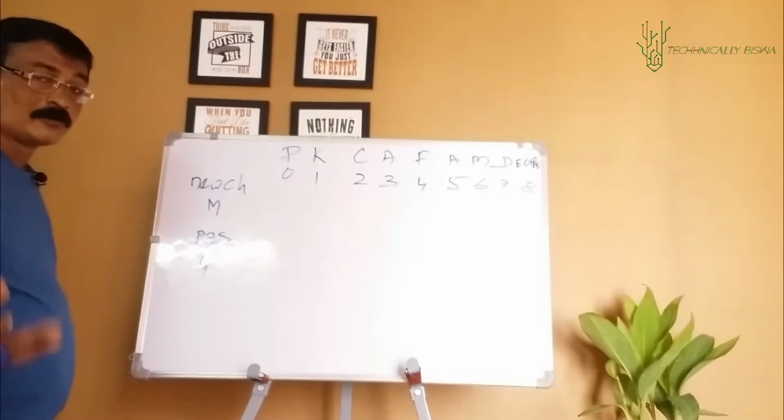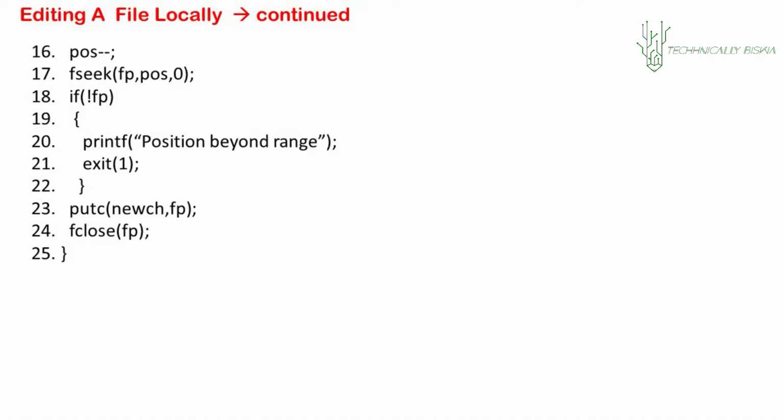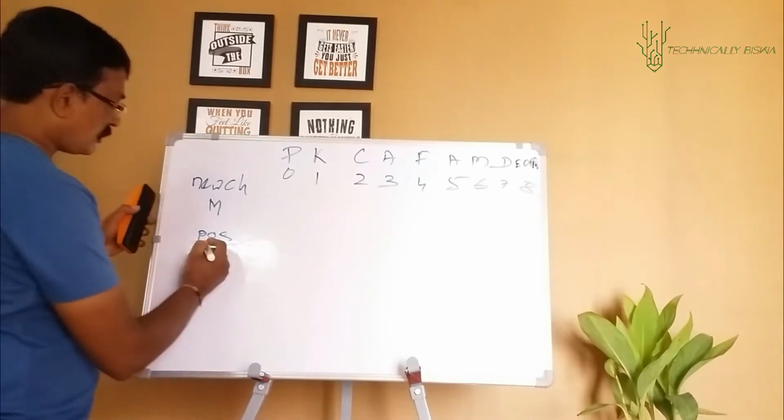Have a look at the second part of the slide. Here is the second part. Look at that. Pos minus minus, line number 16, will decrement the variable pos by 1, and then comes the fseek statement. Have a look at the fseek statement. We discuss it on the board: fp comma pos comma 0. Got it? Well, let's go back to the board. So position is first decremented. So position now is 3.